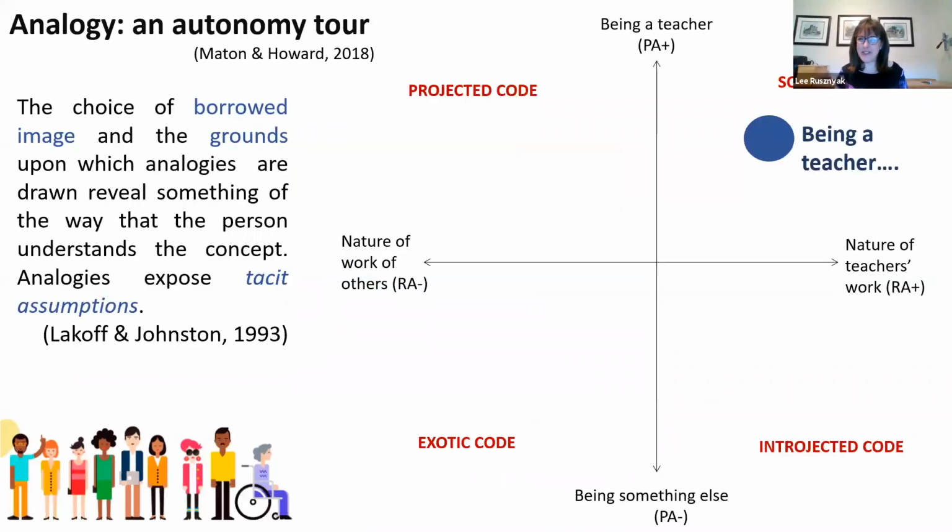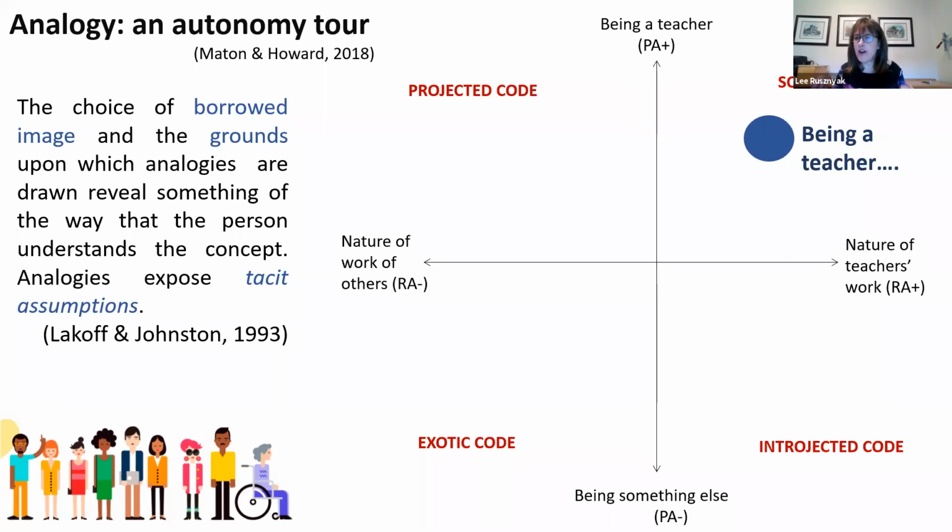So one of the tasks that I'm going to talk about is one of many, but it's the one that I want to spend a little bit of time on today. We take them on a little bit of an autonomy tour, and we ask them to make an analogy between being a teacher and being something else. So you'll see at the top, being a teacher, the positional autonomy in an autonomy tour, when it's weaker, being something else.